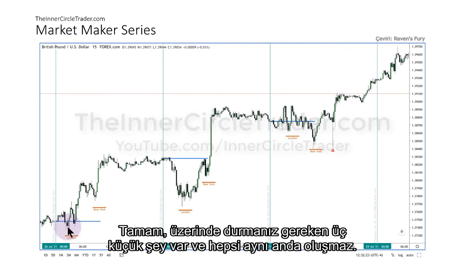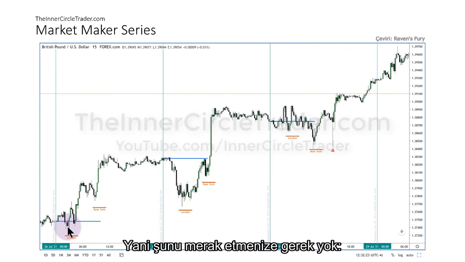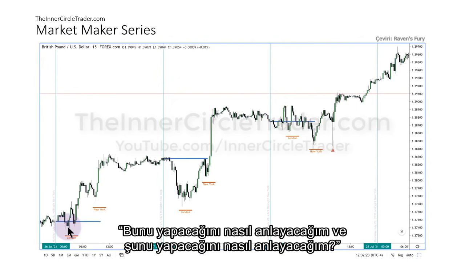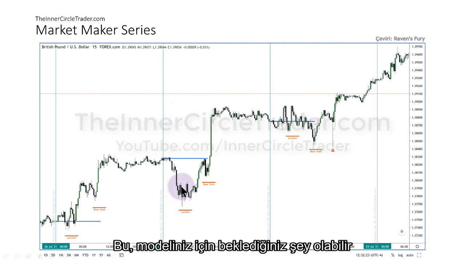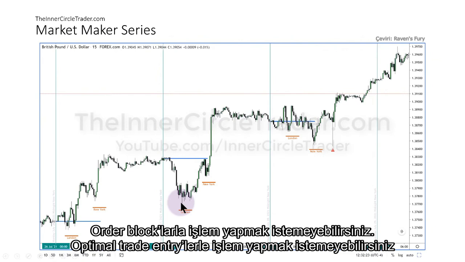And not all 3 form at the same time. So you need not worry about, well, how do I know if it's going to do this and how do I know if it's going to do that? Well, look at, you have a low here forming, and then it trades down below it again. That might be what you're waiting for in your model. You may not want to trade order blocks. You may not want to trade optimal trade entries.